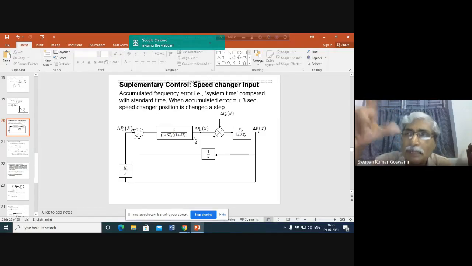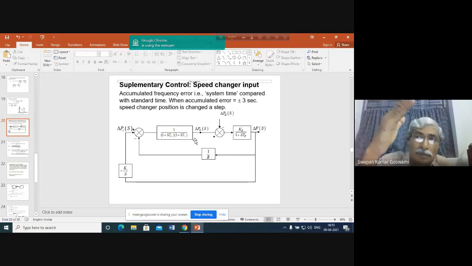Okay, that means the collected integral of frequency is nothing but the time. That means the frequency error is positive, frequency is above normal. If the system time is behind the actual time, the time given by the ordinary clock, then it indicates that the power system frequency is less than the normal frequency. And this control will change the position of the speed changer automatically. An automatic arrangement is made there.